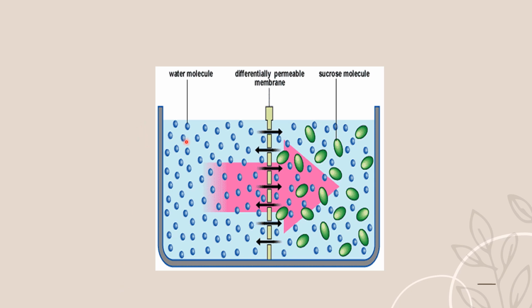But if we separate this sucrose solution via a semi-permeable membrane, at one side we place the water, other side we place the sucrose solution, and the membrane is not permeable to sucrose. So what will happen? But it is permeable to water. Then water is the solvent molecule. So water from higher concentration, it will move to the lower concentration. So movement of solvent particle from higher concentration to lower concentration is known as the osmosis.